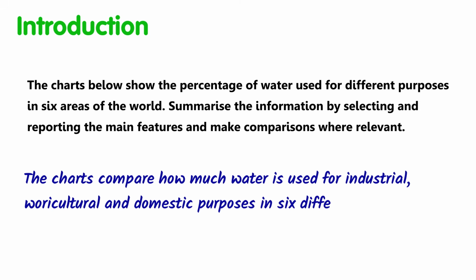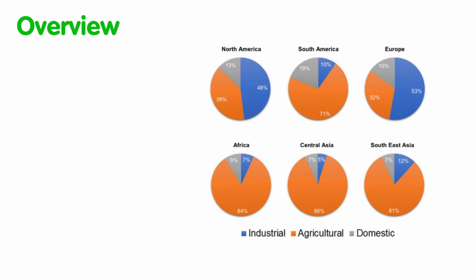In the question, there are 6 areas. So we can change areas into regions: in 6 different regions of the world. That's it. That's our introduction paragraph. Very simple. We simply paraphrase the question, and we change the word, or sometimes we change the word order and we use synonyms. All right, now let's move on to our next paragraph, which is the overview paragraph.